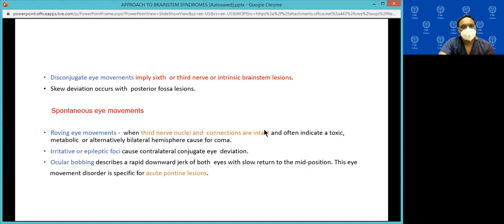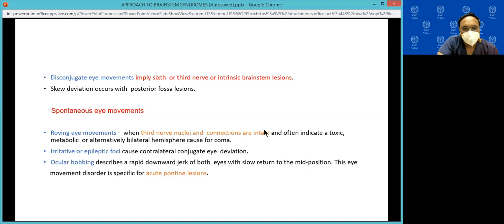So if the patient is having disconjugate eye movements, it will imply sixth or third nerve or intrinsic brainstem lesions. Skew deviation occurs in posterior lesions. And if the patient in coma has spontaneous eye movements, like roving eye movements, you can know that the third nerve nuclear connections are intact. And some patients, because of irritative or epileptic foci, have a contralateral conjugate eye deviation.